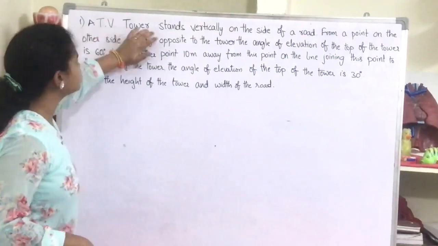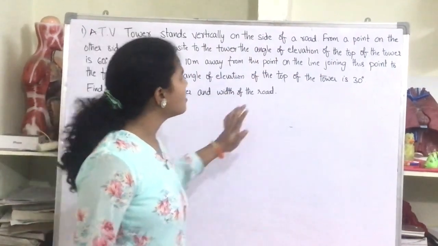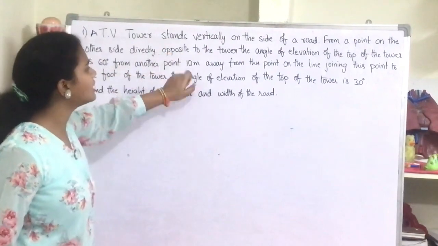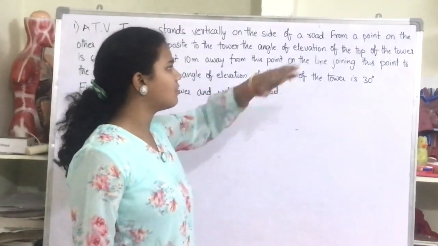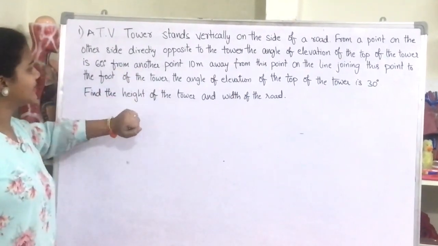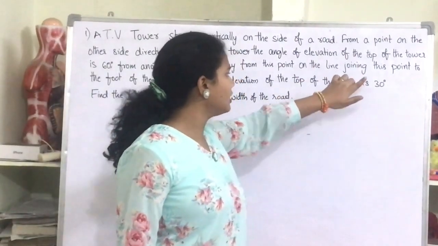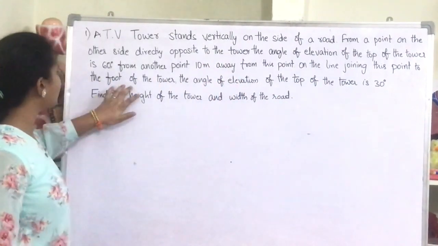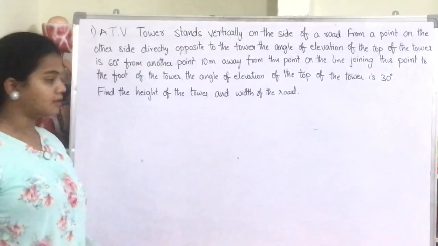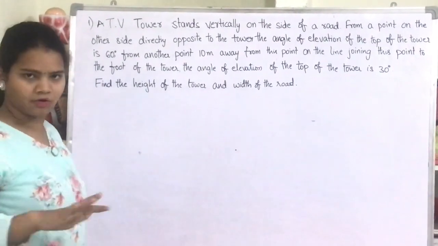A TV tower stands vertically on the side of a road. From a point on the other side directly opposite to the tower, the angle of elevation of the top of the tower is 60 degrees. From another point 10 meters away from this point, on the line joining this point to the foot of the tower, the angle of elevation of the top of the tower is 30 degrees. Now here the question is, find the height of the tower and the width of the road.